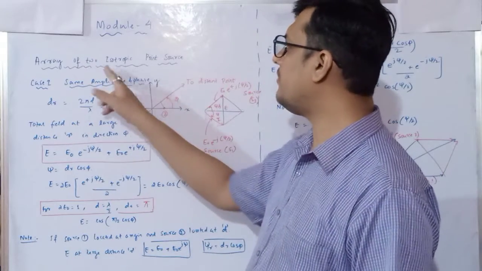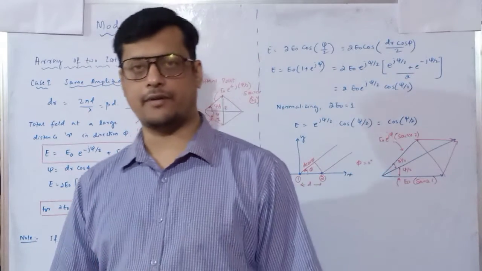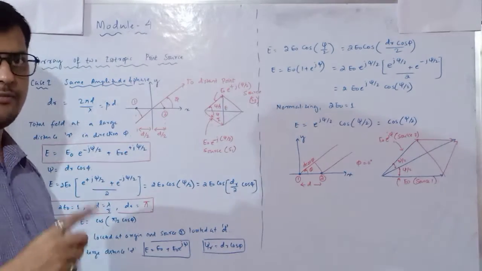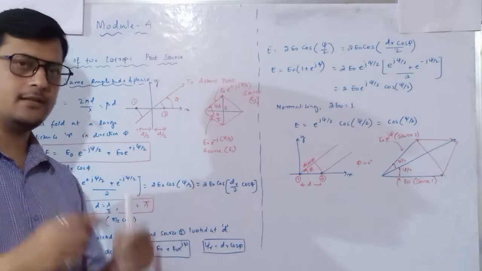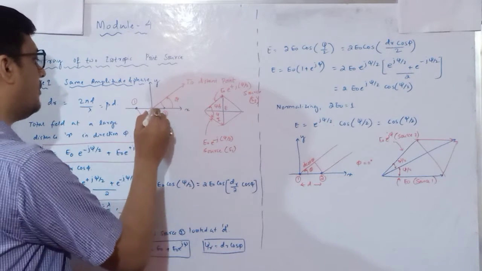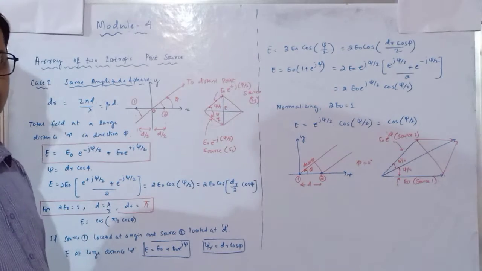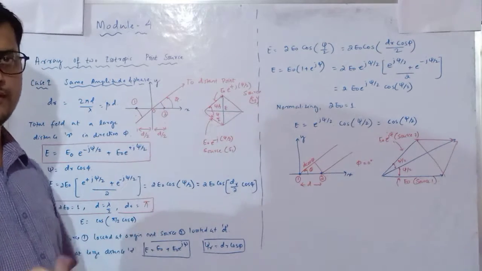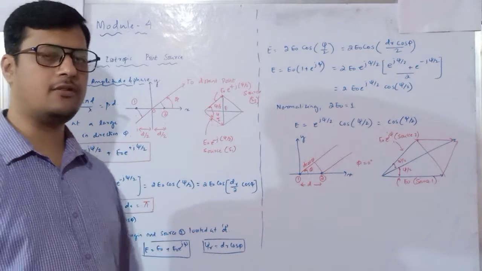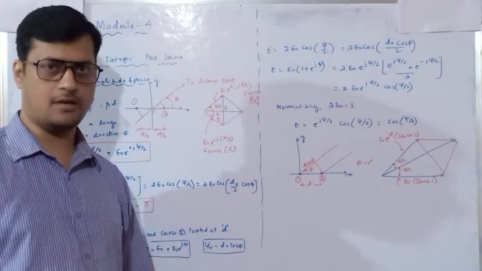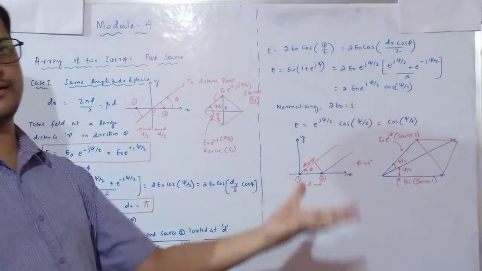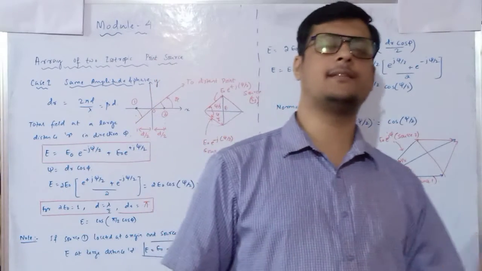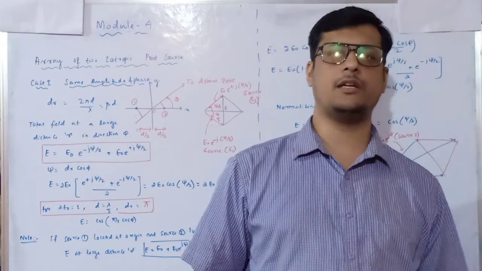So here we are identifying an array of two isotropic point sources. Let us consider these are the two point sources, point 1 and point 2, separated by a distance d, and the center point is O, so the distance is half of d, so d by 2 and d by 2. So the total distance between point 1 and point 2 is d. Basically this concept comes into the picture when we are discussing dipoles. One point will act as positive, one point will act as negative. So in that case, at a certain distance d, we can easily find the electric field intensity due to the dipole.